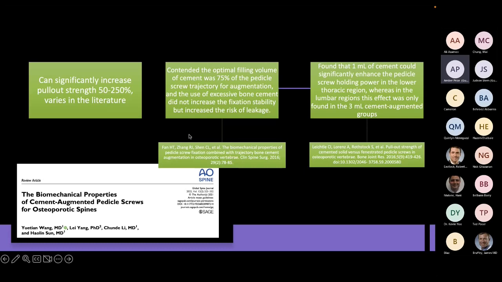And then these two studies looked at how much is the optimal amount of bone cement to place? What they found was that it depends on where you are in the body. So 1 millimeter was found to be the optimal cement augmentation for a thoracic body. And then comparing that to the lumbar regions, you really need about 3 cc's of cement augmentation to enhance the pedicle screw by about 75%.